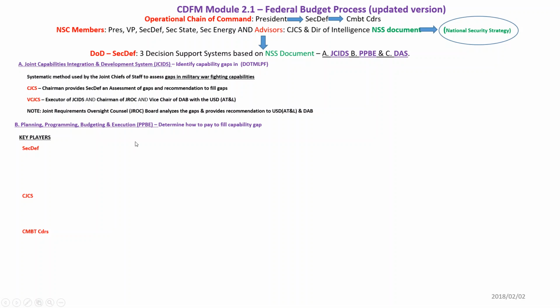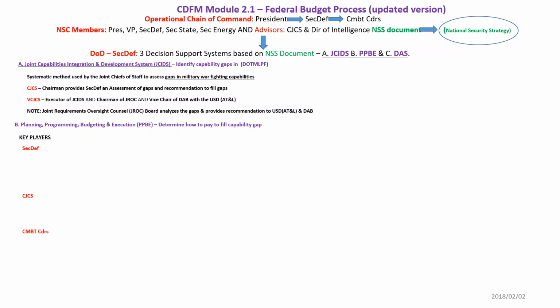Now we're into the resourcing piece of it. Once we know what our capability gaps are, we identify what it is going to take to fix it. Some of the resources may just be, okay, we need funding, so we enter the PPBE process. Or it may be a trigger from the DOTMLPF that we need to enter the acquisition system, which is the third one.